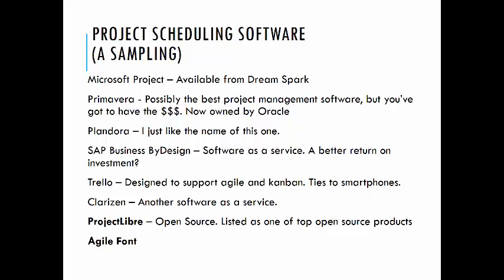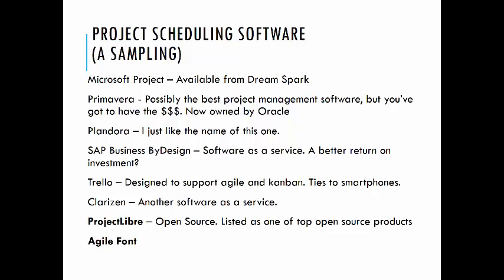SAP Business ByDesign, software as a service. SAP, better return on investment. Not sure, I haven't used this one. Trello is designed to support Agile and Kanban, which we'll talk about a bit later in this presentation. It ties to smartphones. Clarizen is another one like SAP that's software as a service.